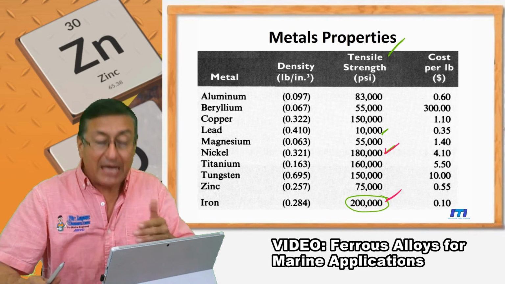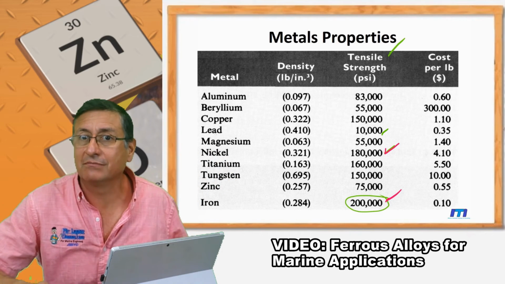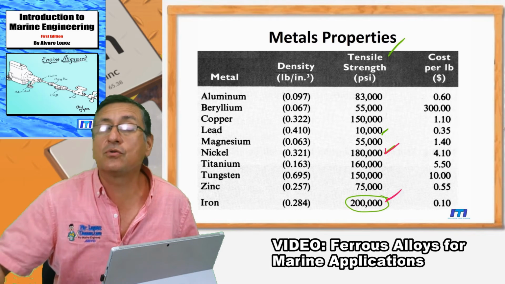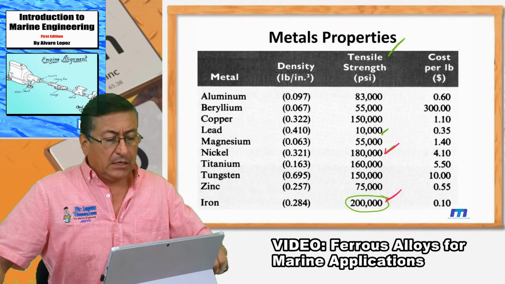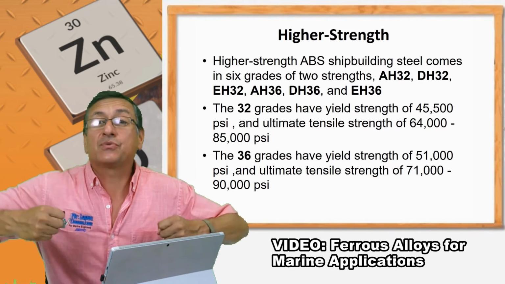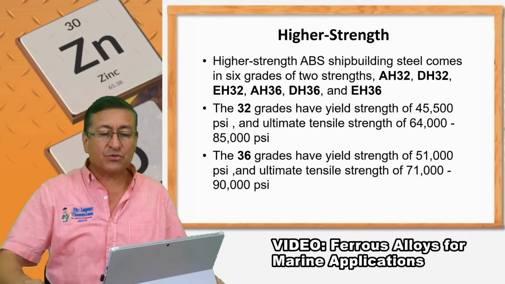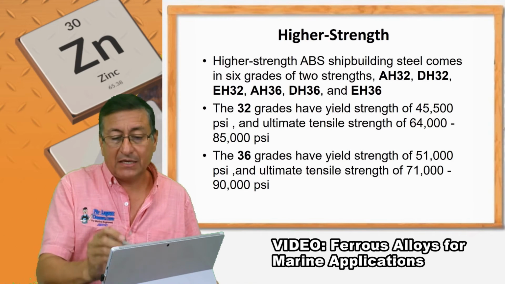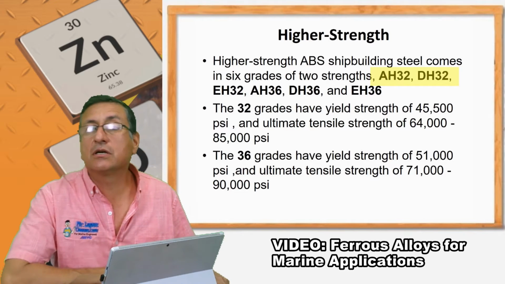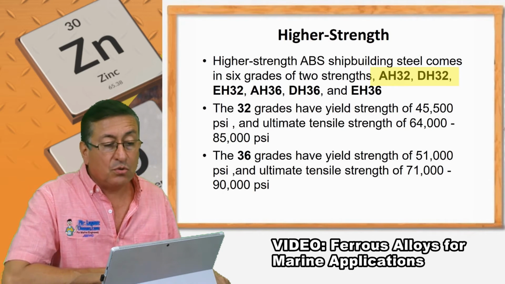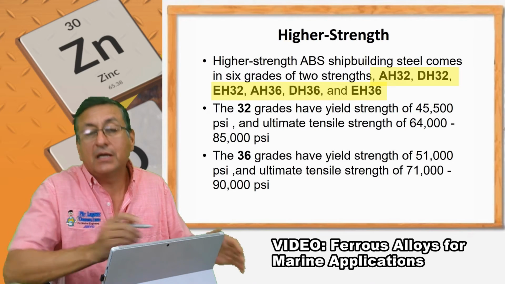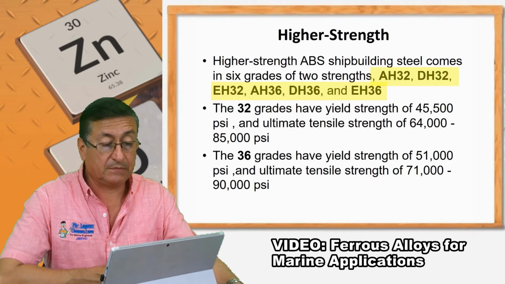Alright? You like it? That picture is very important. That picture is in your book of intro, in the intro to marine class. Alright, my friends, we are going to continue with steels with high strength, with high capacity. Those steels have this nomenclature: AH32, DH32, and the rest of those are steels with high strength.